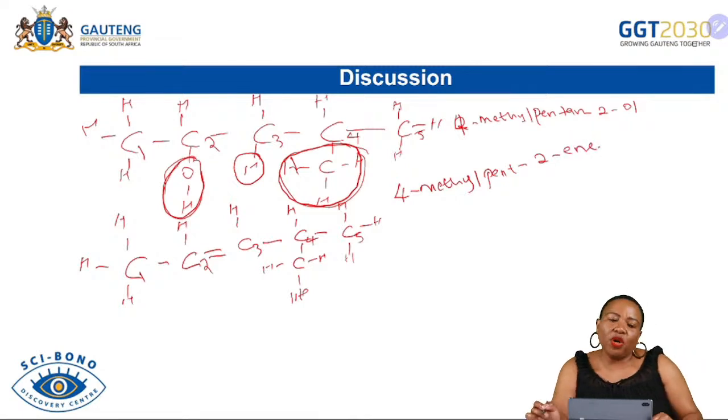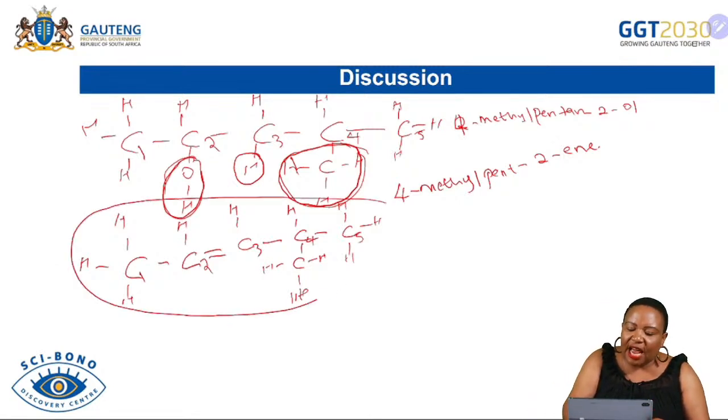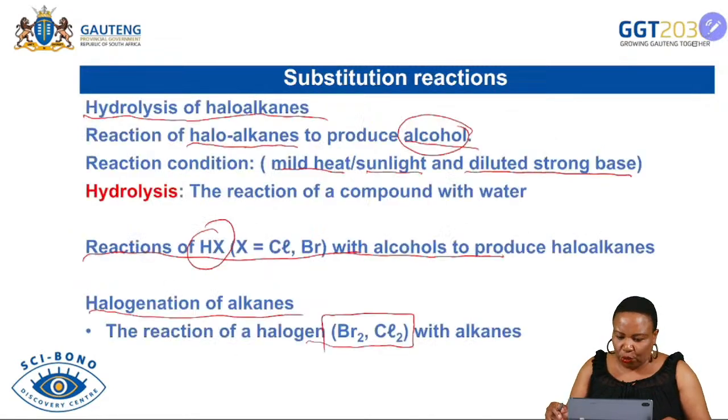So this is how we do elimination. The branches must not be a problem for you to do elimination. We know that at the end of the day, we are always expecting an alkene to be formed in an elimination reaction. So a branch is not an issue.